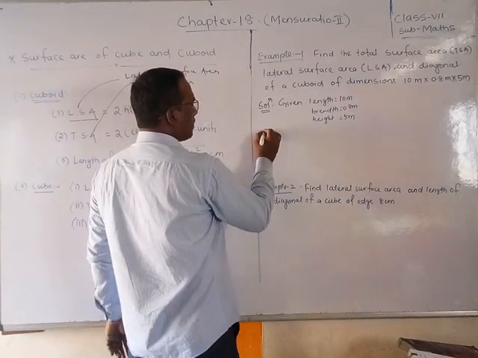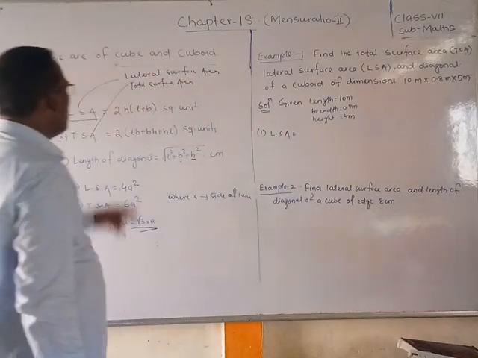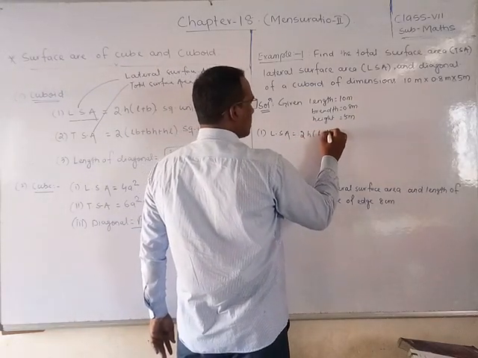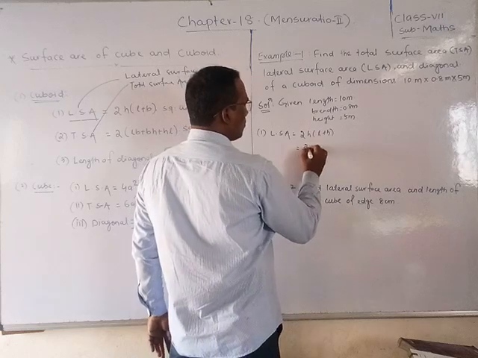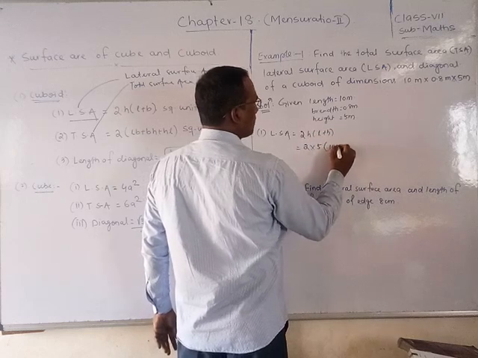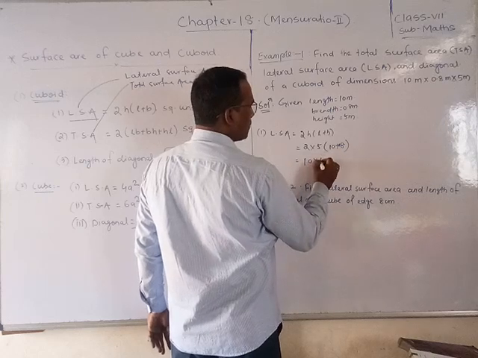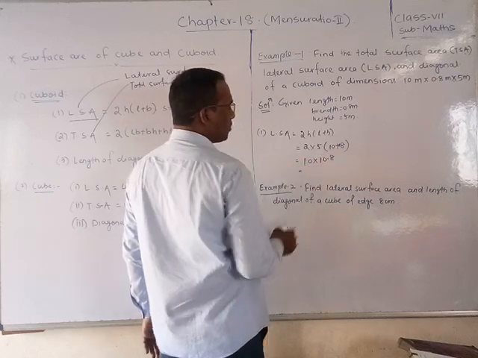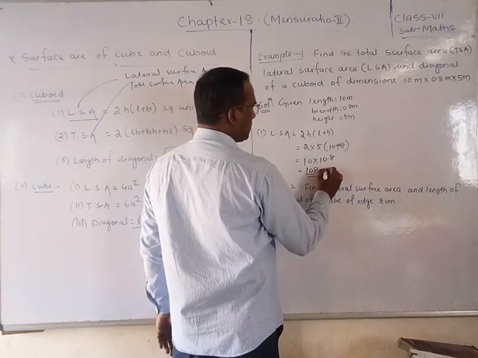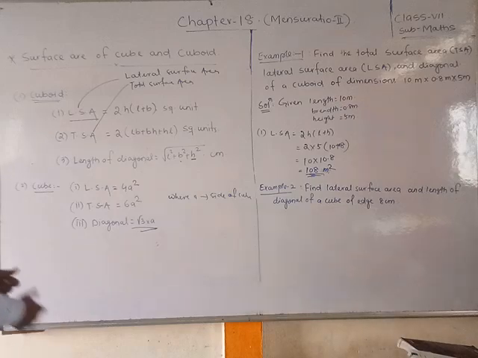First we have to find the lateral surface area. Lateral surface area of the cuboid is 2h whole L plus B. So 2 into height 5 meter, whole L plus B, 10 plus 0.8. That is 10 into 10.8, and whenever we multiply by 10 the decimal goes to the right side. So 108 meter square. Now we got the lateral surface area of the cuboid.